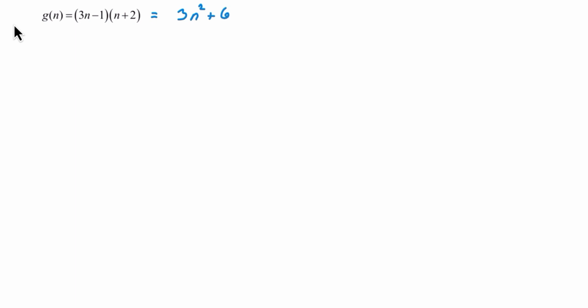plus 6n minus n minus 2. Combining like terms, we get 3n squared plus 5n minus 2. Now that it looks like a polynomial, we can use the constant multiple rule. We get 6n plus 5 as g prime.